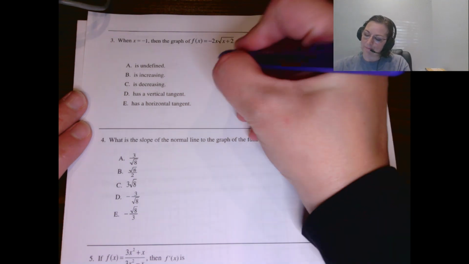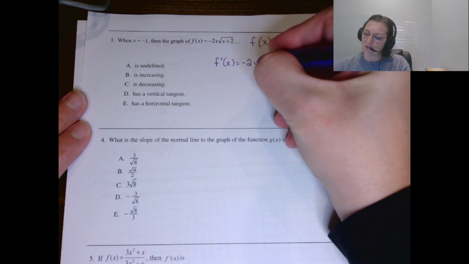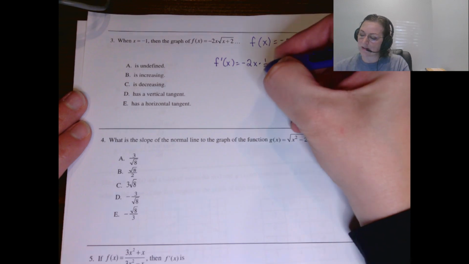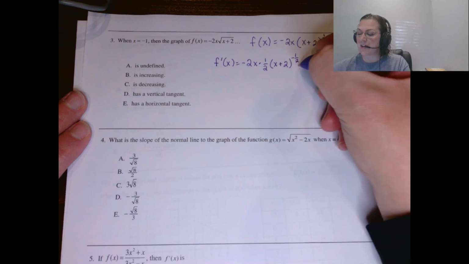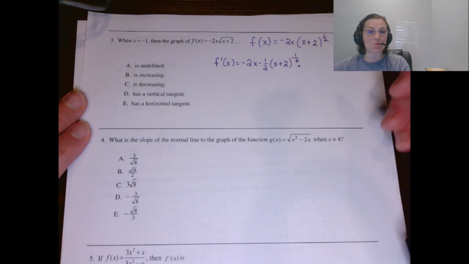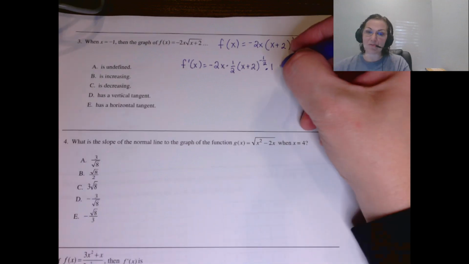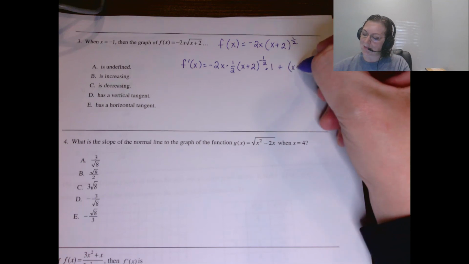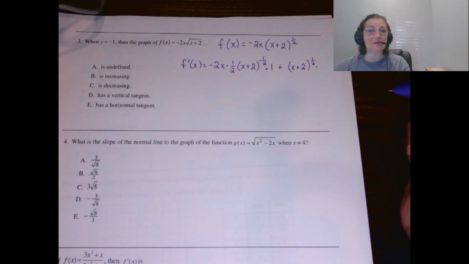So we'll do that using product rule once again. So first times the derivative of the second. So bring your 1/2 in front, x plus 2 to the -1/2. And then, of course, the derivative of the inside, the derivative of x plus 2 is just 1. Now plus, and we've got the second here, which would be my x plus 2 to the 1/2 times the derivative of the first. So the derivative of negative 2x is negative 2.